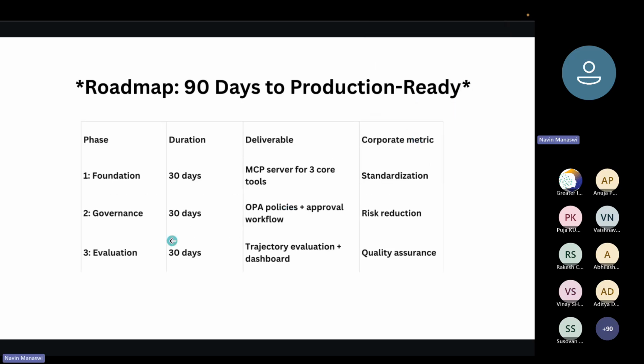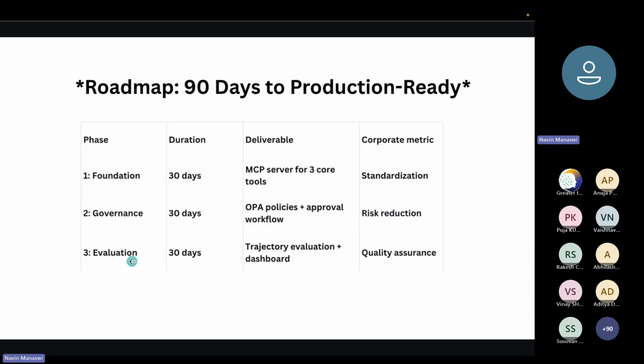Okay, so one example in terms of timeline. Foundations take about one month mostly. MCP servers for three core tools is a typical job. When you apply governance, basically, it means you apply the OPA policy, the Open Policy Agent policy, and an approval workflow. It will reduce the risk and all.